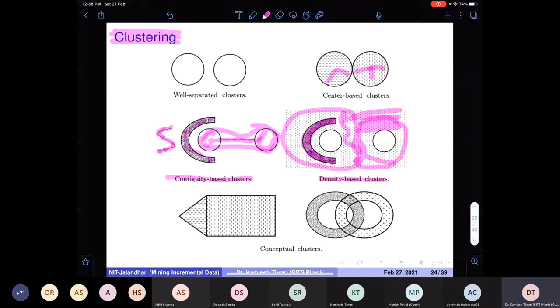The clustering method could also be conceptual clustering, where the things are conceptual. For example, you can say that things are of the triangle and the square type. Here is a triangle, here is a square, so this is one cluster and this is the second cluster. On the same line, you can say that things are in a circular way, so these are two circular tracks, and you can say that we have two clusters. Some of the items may get membership of both the clusters. So this is the overall understanding of how we do the clustering.